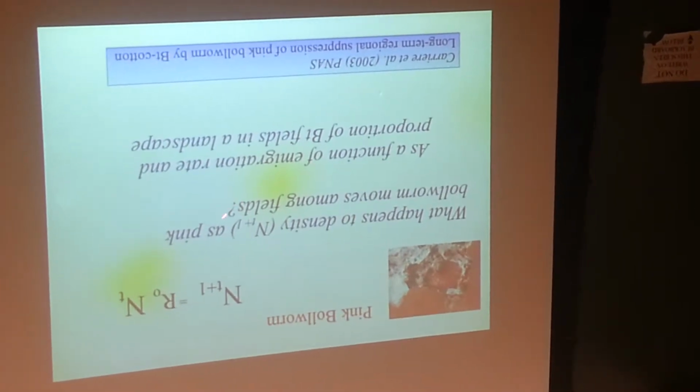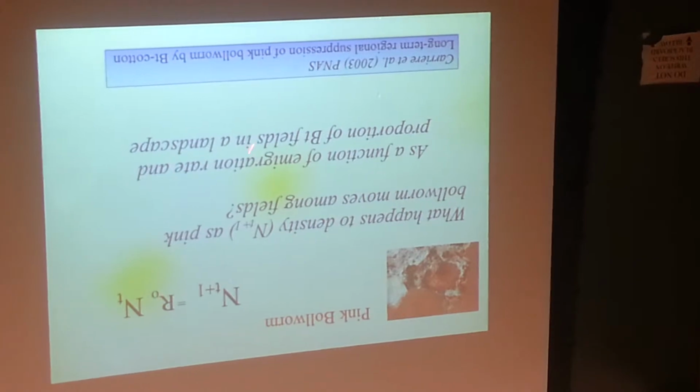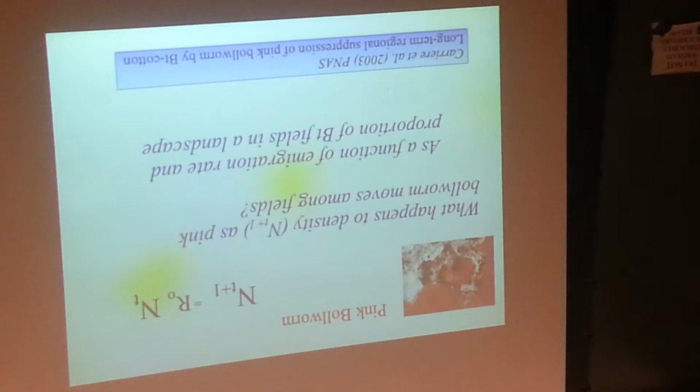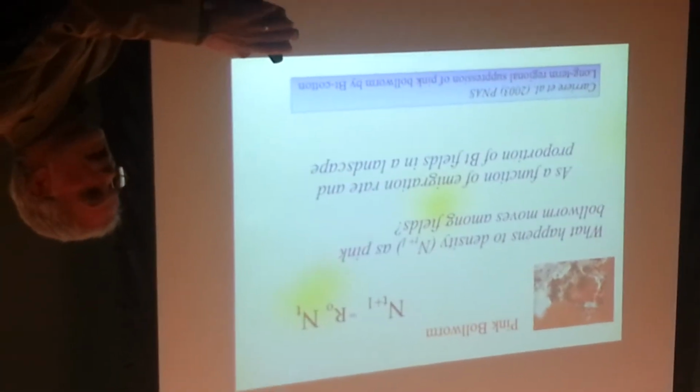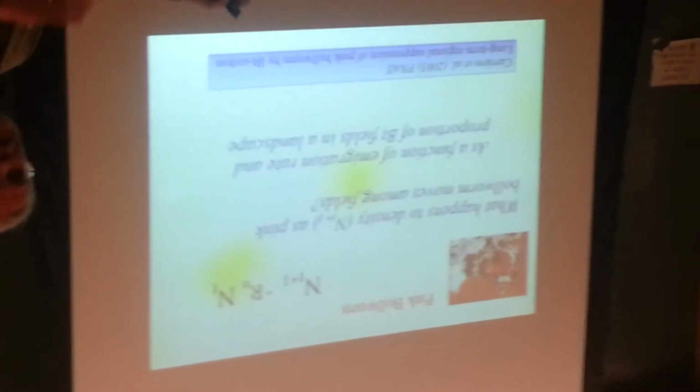And you can just ask the question, what happens to the density as pink bollworm moves among these fields? So the same equation that you looked at before. And here, Carrière et al. in 2003, predating what I just showed you by almost 8 or 9 years, just asked what would happen in a single field as populations would grow or fall, and then move among BT and non-BT fields. And it's really a simple development off this equation.